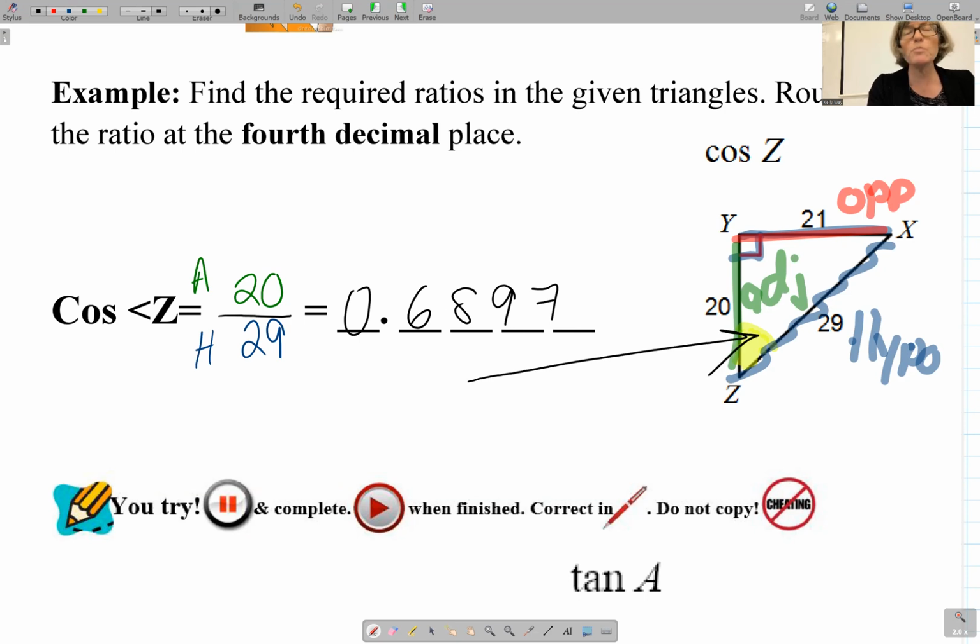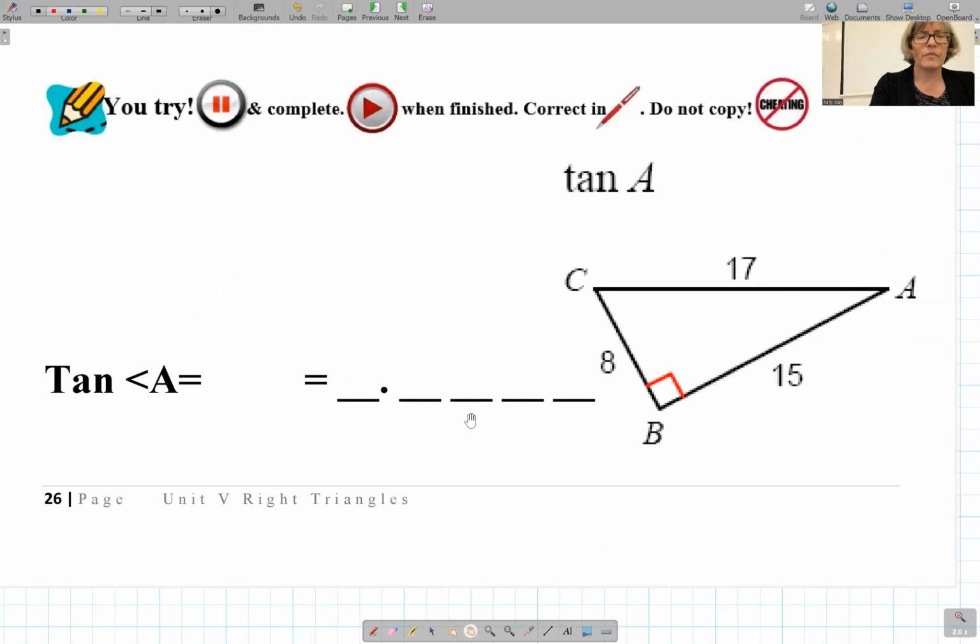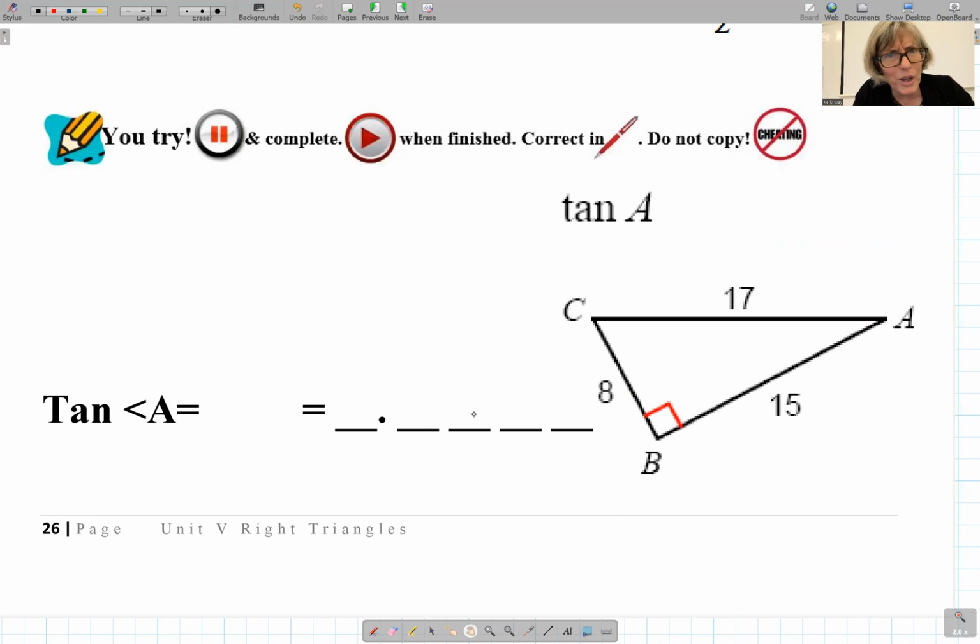So that decimal is considered the cosine ratio of angle Z. I'd like you to try this one on your own. Pause the video. Get out your red pen.